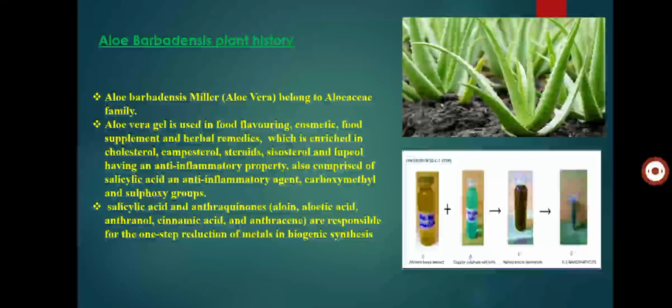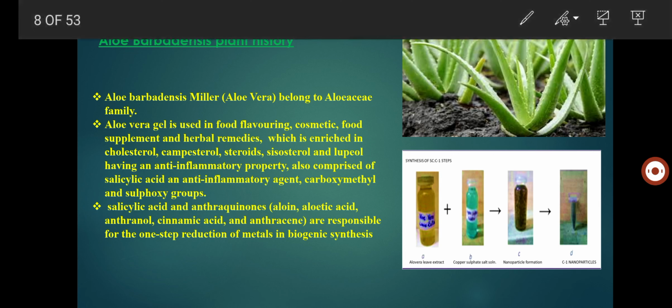I use the aloe vera plant, and the Aloe vera Miller plant basically belongs to the Aloeaceae family. Aloe vera gel is used in food flavoring, cosmetics, food supplements, and herbal remedies, and it is basically enriched in cholesterol, campesterol, steroids, sitosterol, and lupeol, having anti-inflammatory properties.